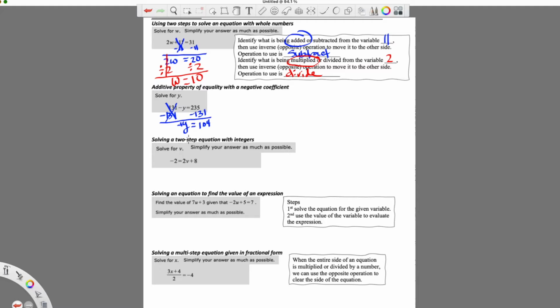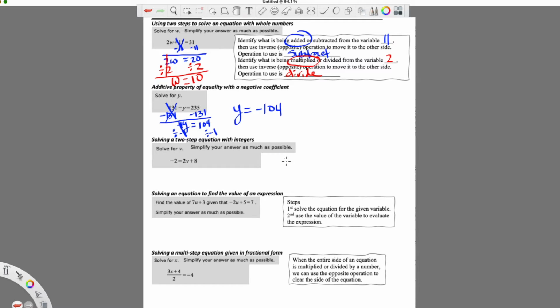Now we do have to deal with that negative 1 there. So that's my second question. What's being multiplied or divided by the variable? Well, in this case, negative 1 is being multiplied. So what I want to do is divide by negative 1 on both sides, because I want to cancel that negative 1 out so that I just have y equals, and so it's a number divided by -1. Anything divided by 1 is going to be itself. But what happens with the negative is it turns that 104 to a -104. So that's that negative coefficient. We need to make sure we deal with that when that happens.